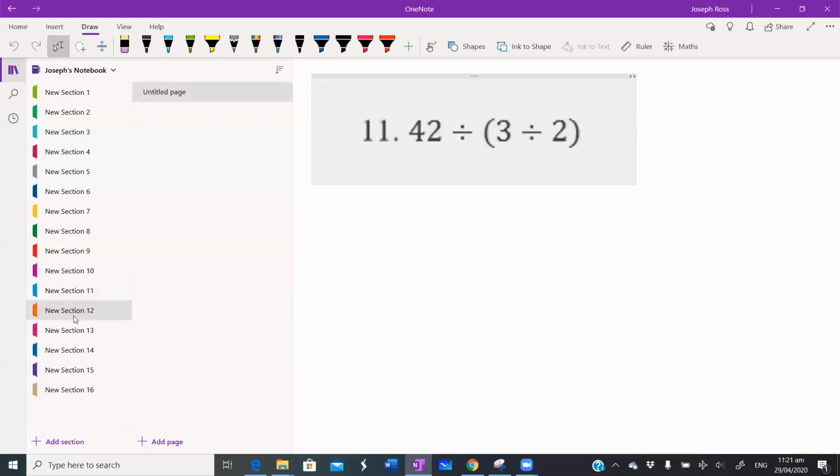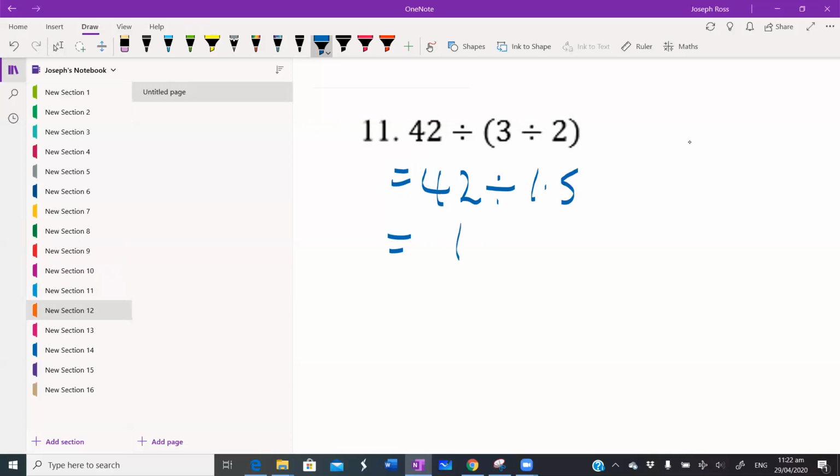Question 11, 42 divided by, and then here in brackets, we've got 3 divided by 2. So we need to work out what's inside the brackets. So 3 divided by 2 is 1.5. So we've got 42 divided by 1.5. And if we calculate that, we get 28.